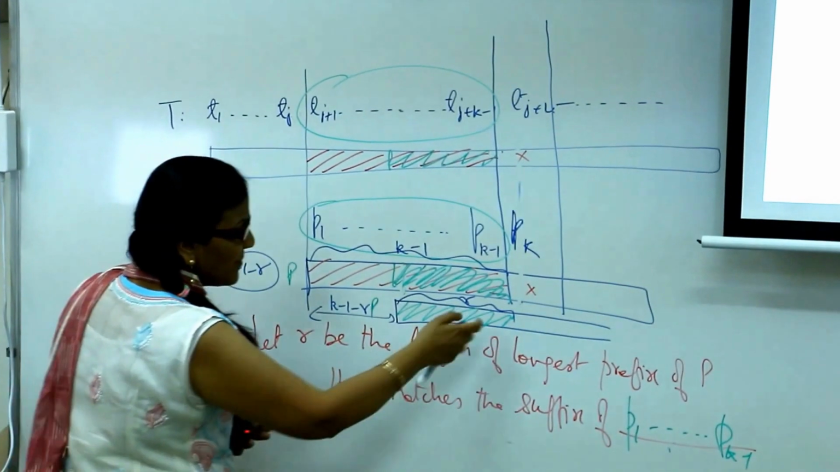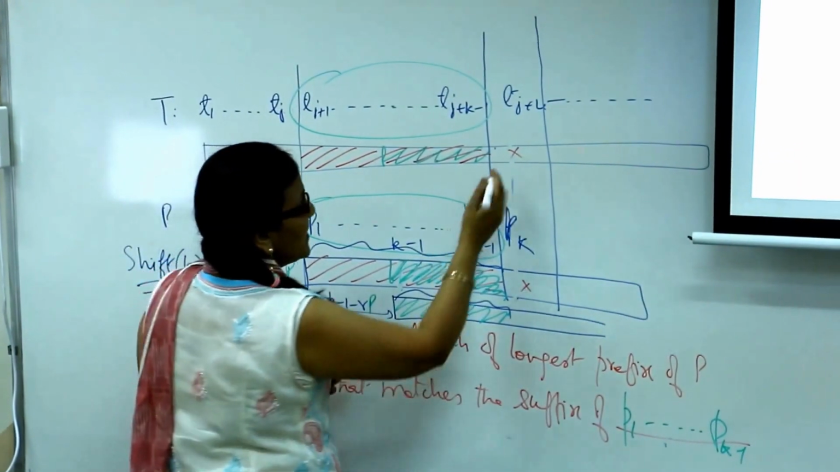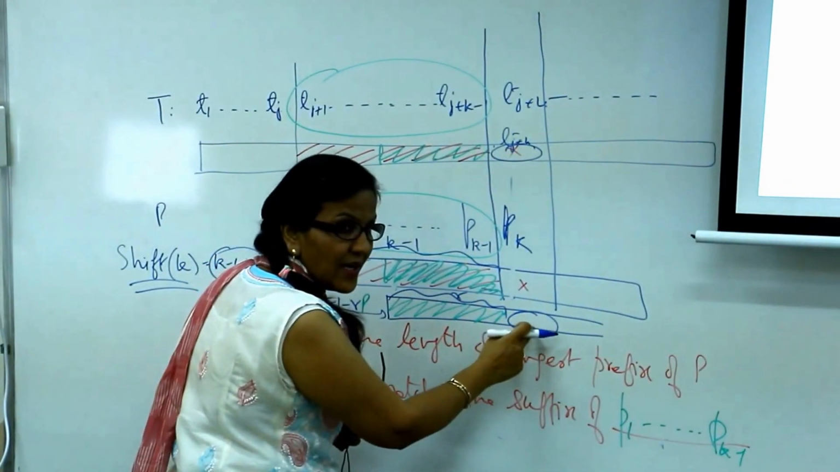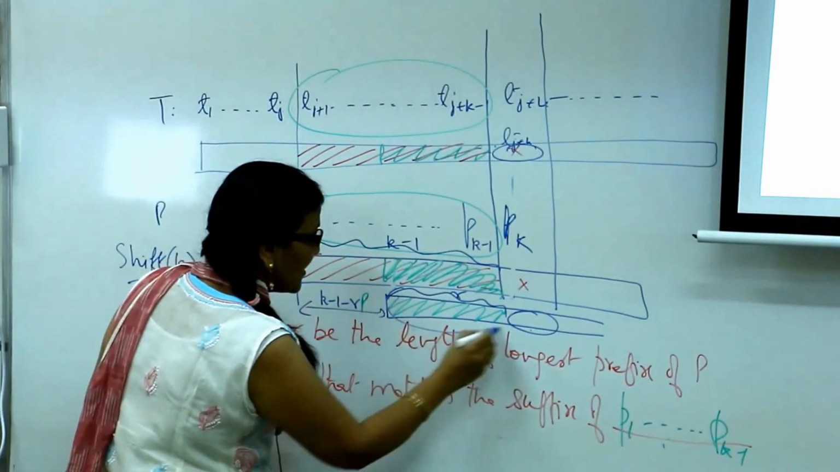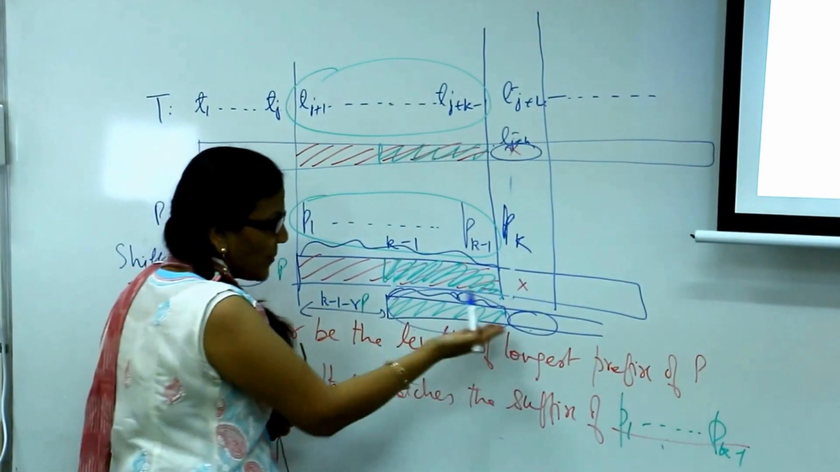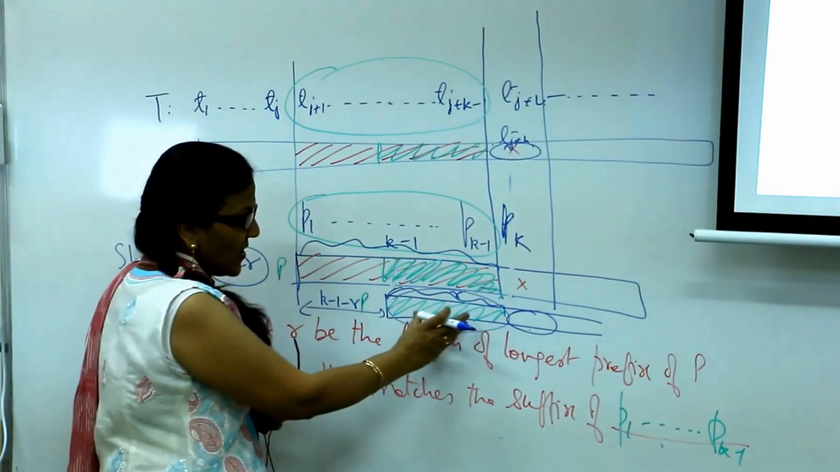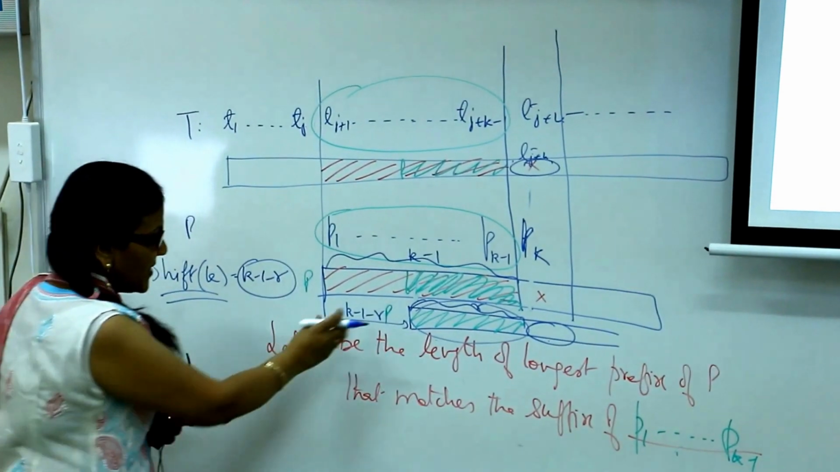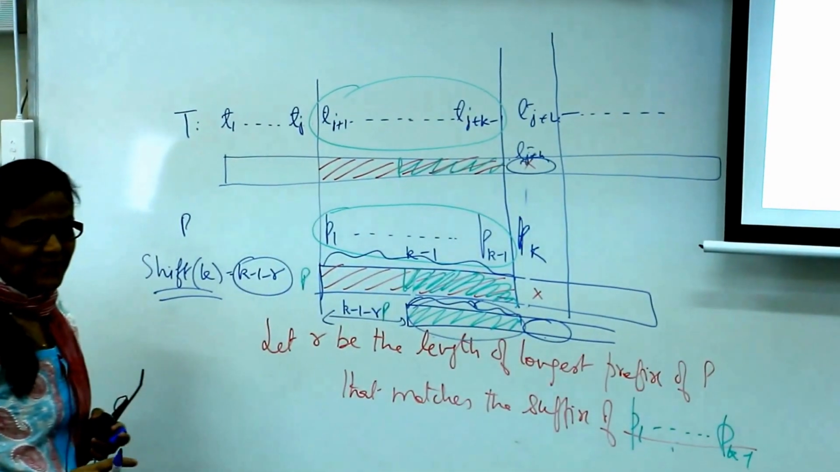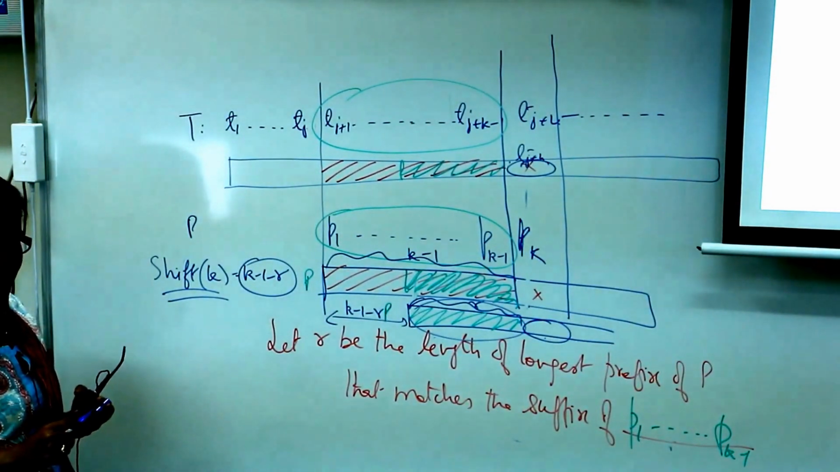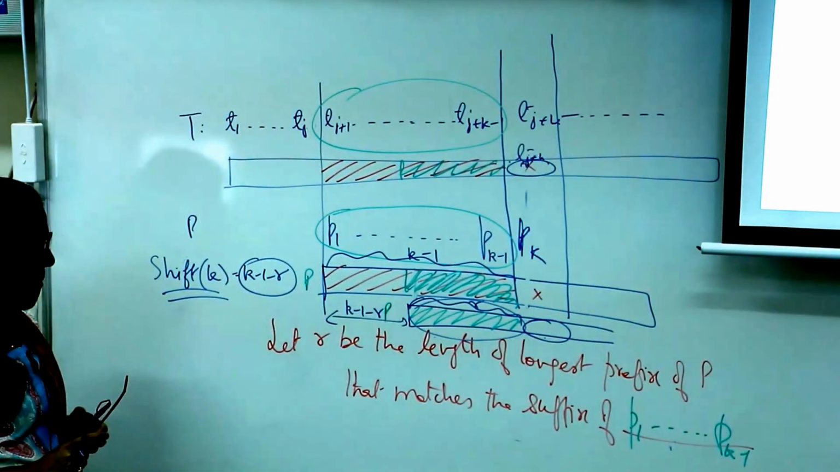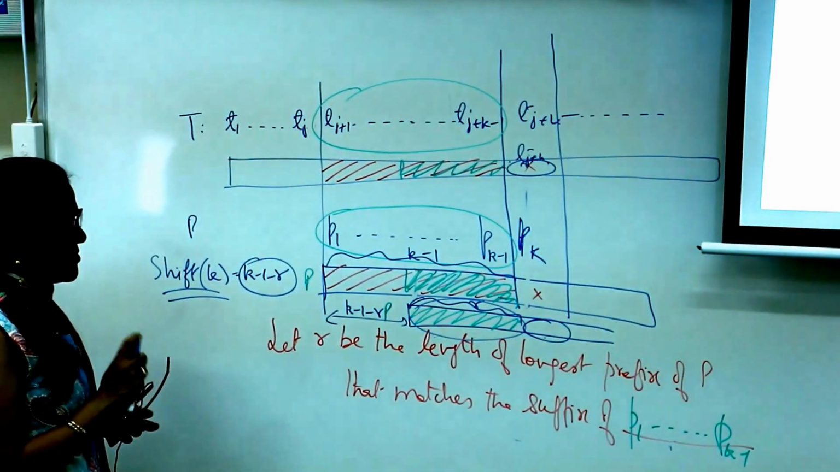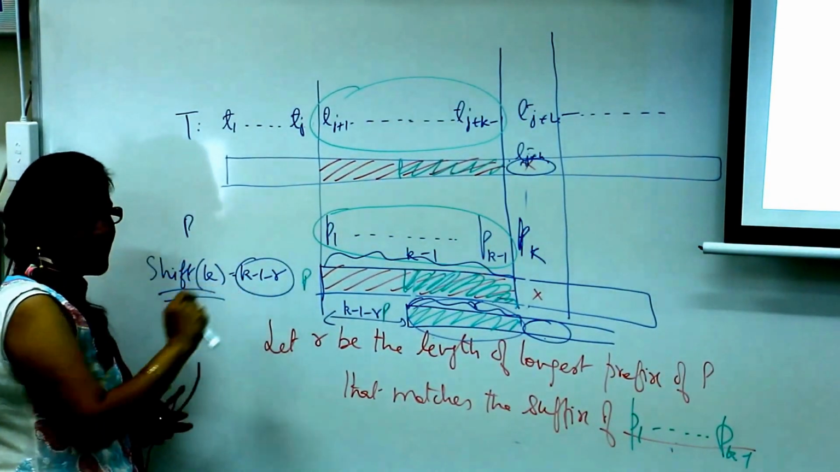If R is big, then I'm going to compare this Tj plus k, this element of the text, with this element of the pattern. I have saved this much effort. I'm not going to compare all these again. So the bigger this is, the more effort I save here. So that shift k would be k minus 1 minus r.